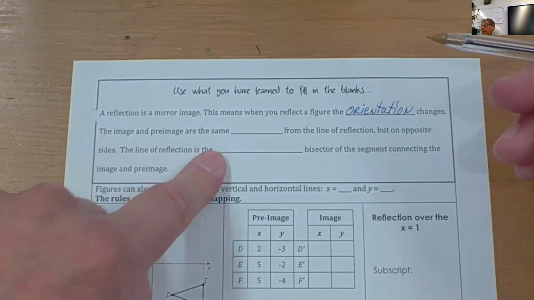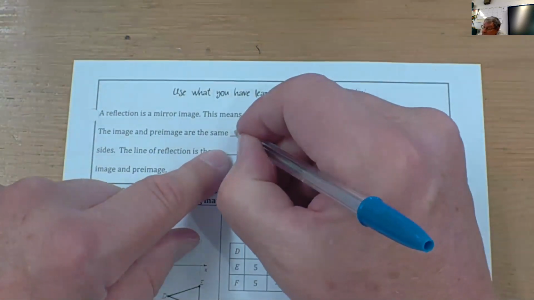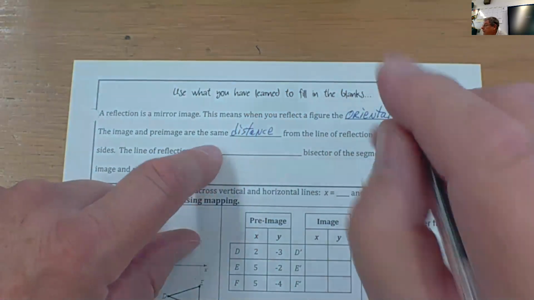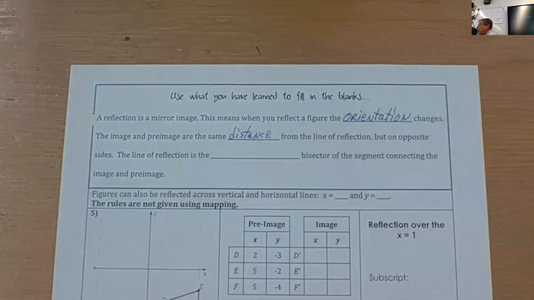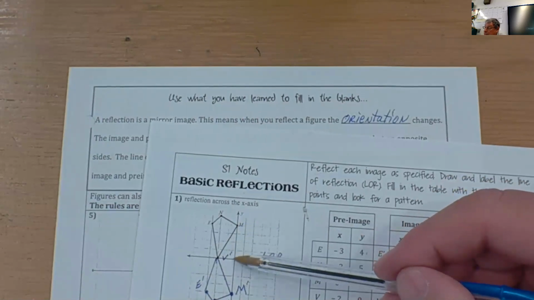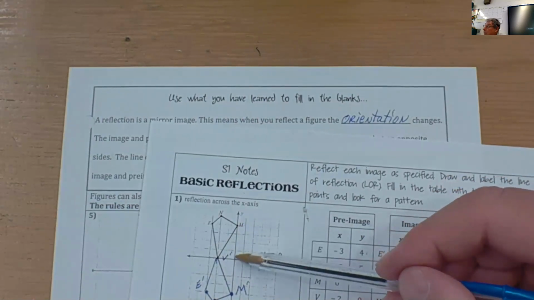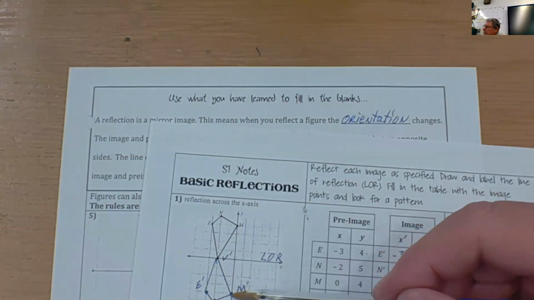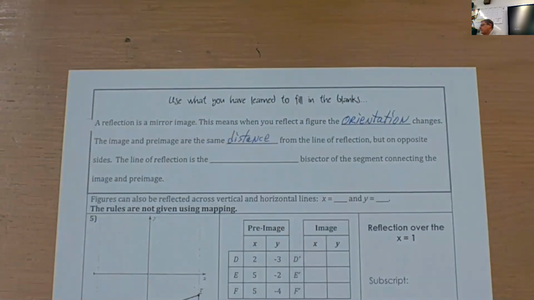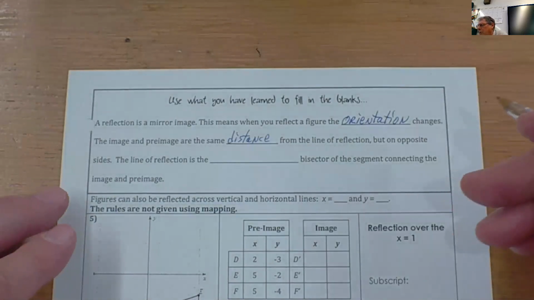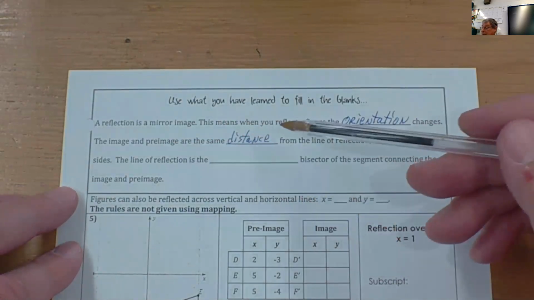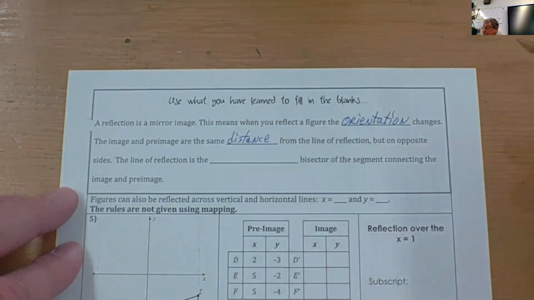See, the image and pre-image are the same distance from the line of reflection. Remember, we talked about there's the same number here. We counted down to the 4. We went down 4 on the other side. And distance is always perpendicular, okay? We'll talk about that more when we do the geometry unit, but it is. Okay, so the image and pre-image are the same distance from the line of reflection, but on opposite sides.